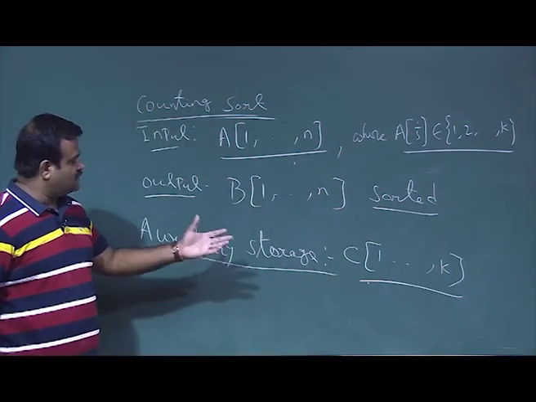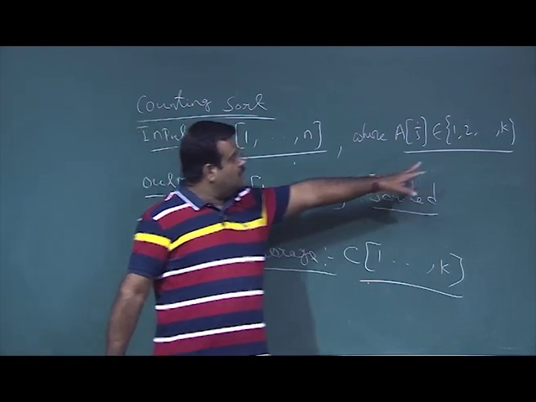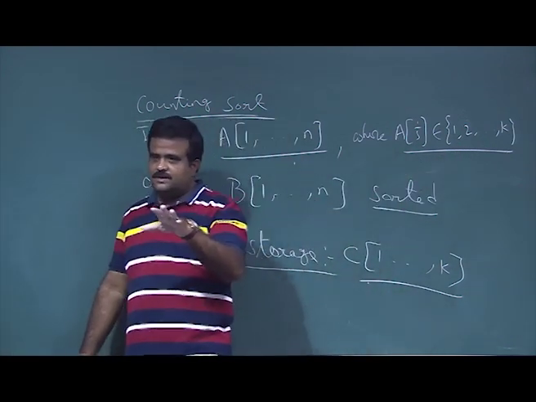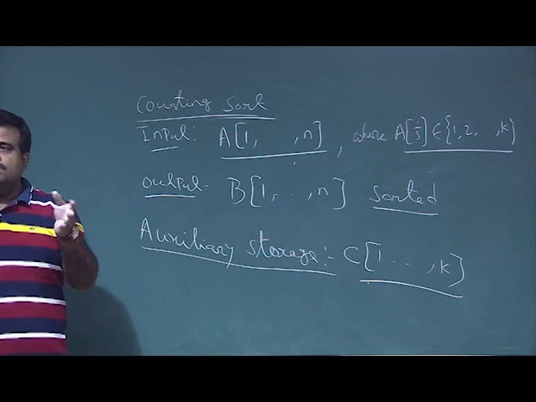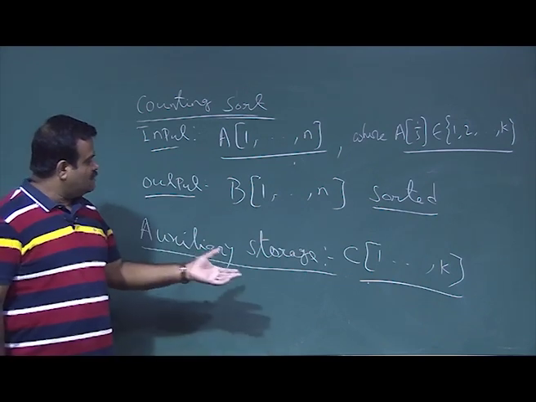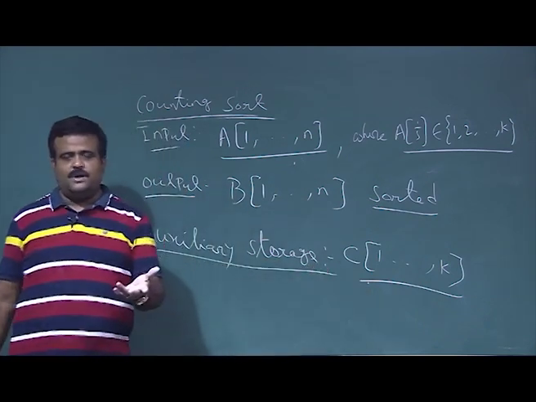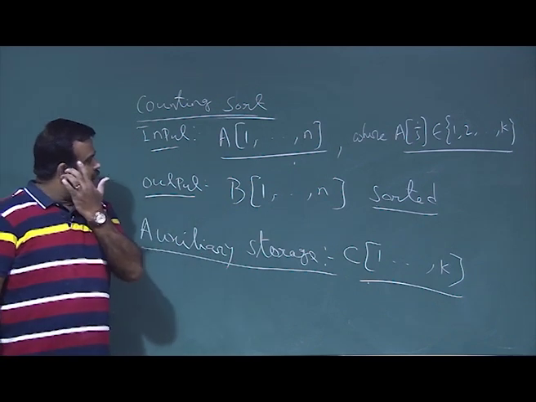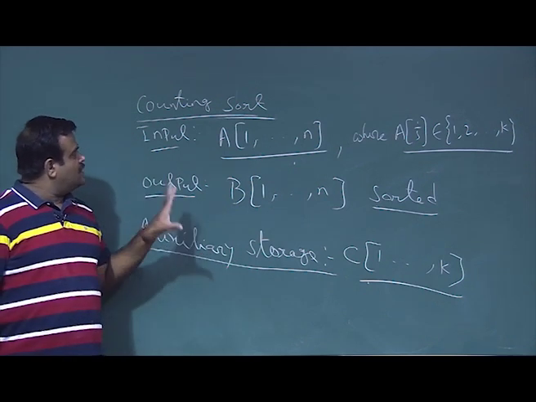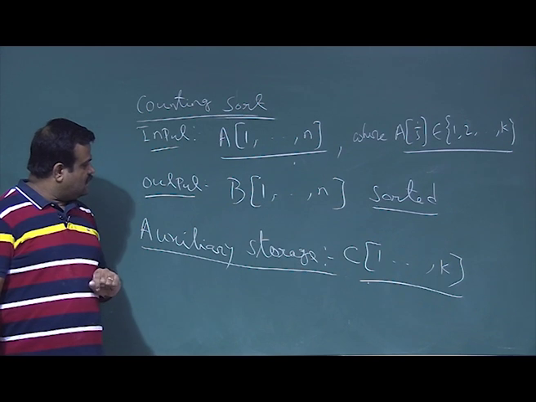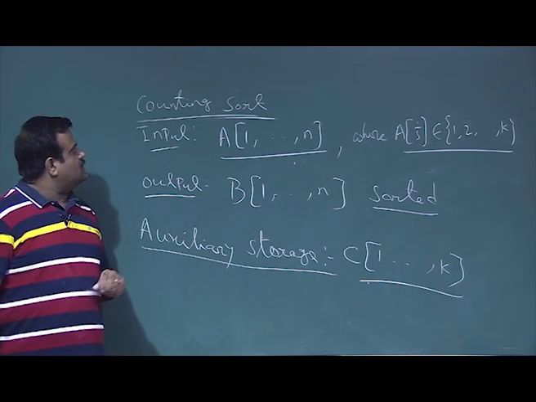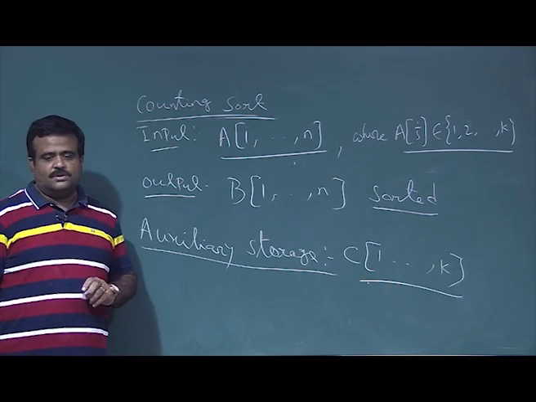Okay. So, this auxiliary storage is also part of the input. We need to take extra storage, and the range has to be fixed at the time of the input. Once we fix the range, then we can allocate the memory or the storage for that. Okay. So, this is the input, output and the auxiliary storage. Now, we have to write the pseudocode for this counting sort.